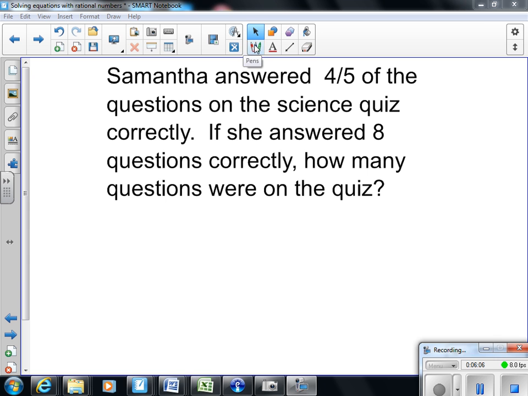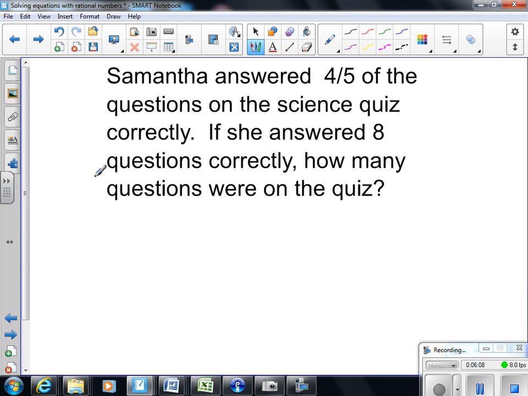All right, now let's try a word problem. Samantha answered 4/5 of the questions on the science quiz correctly. If she answered 8 questions correctly, how many questions were on the quiz? Let's try to identify some of the key words being used here. She answered 4/5 of the questions on the science quiz. Then it says if she answered 8 questions correctly. So we know she answered 8 questions correctly. What is it that we don't know? How many were on the whole quiz?